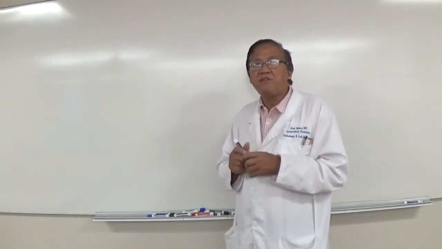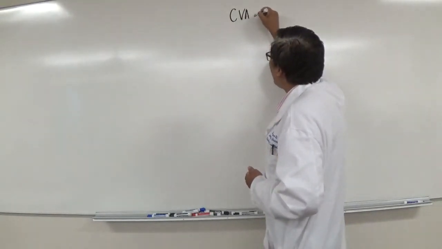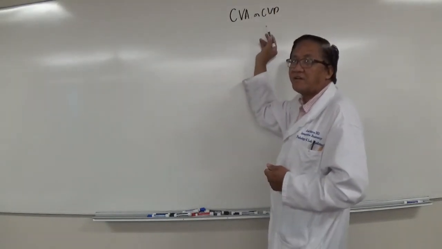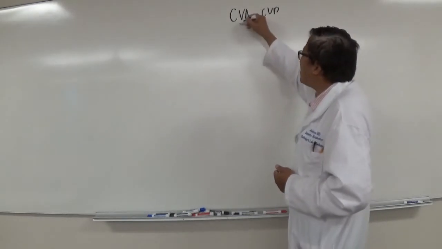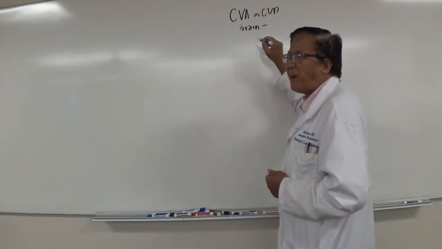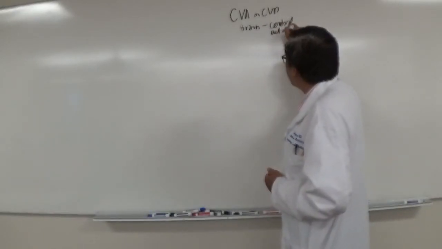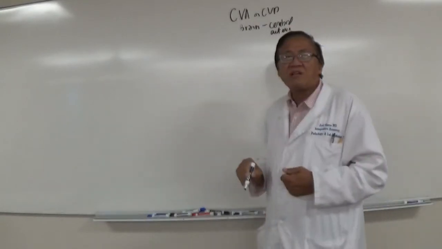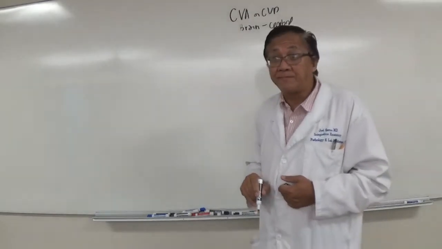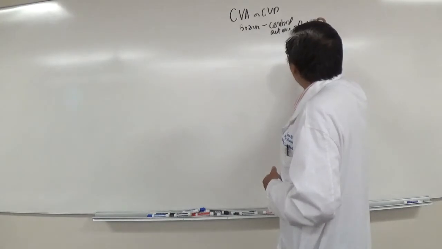In a patient with cerebral vascular accident, or what we call CVA, also known as cerebral vascular disease, the organ involved is the brain. Correct? At the same time, what is affected would be what? The cerebral arteries. And what are the arteries going to do? They supply the brain with what? Oxygenated blood. Do you understand? So arteries, oxygen, blood.